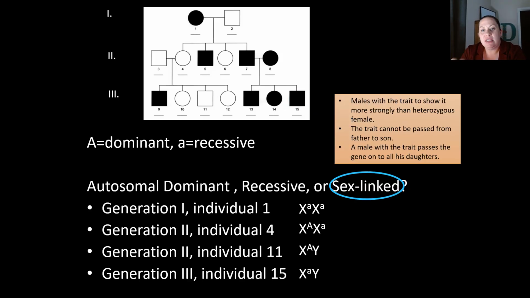So some hints for sex-linked: males with the trait show it more strongly than heterozygous females. They show it more strongly. The trait cannot be passed from father to son. If you notice, none of the fathers who had it passed it to their kids, unless the mother also had it. A male with the trait passes the gene on to all his daughters. Okay, and so if the male has it, he definitely passes it on to his daughters. All right, and so these are just some little tricks to look at.